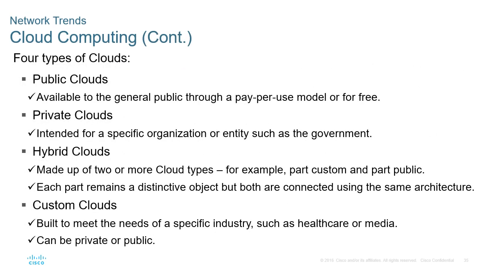For the cloud types, we have four types: the public clouds, which are available to the general public; the private clouds, only intended for specific organizations; the hybrid clouds, which are made up of two or more cloud types, with each part remaining a distinctive object, but both connected to the same architecture. We also have custom clouds, which are built to meet the needs of a specific industry, which can be private or public.